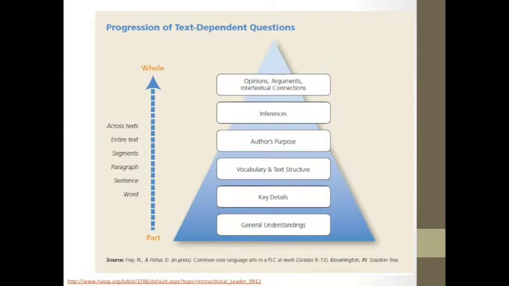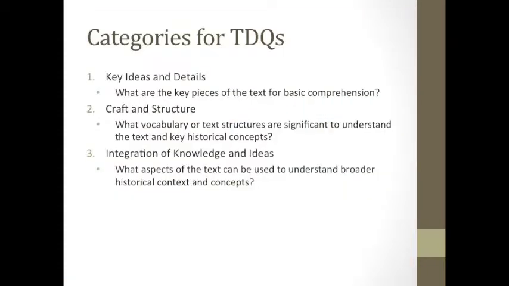So it goes in a progression, starting from the bottom, first those general understandings, working its way up, so that you know students are comprehending the text, but then really getting at the bigger piece of what's the argument of the text. Another way to think about categories for text-dependent questions goes with the Common Core. So thinking about questions around key ideas and details, so what are the key pieces of the text for basic comprehension, craft and structure, and integration of knowledge and ideas.